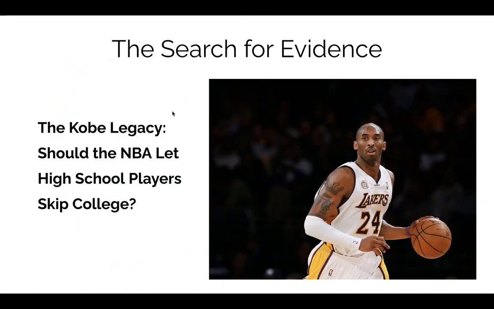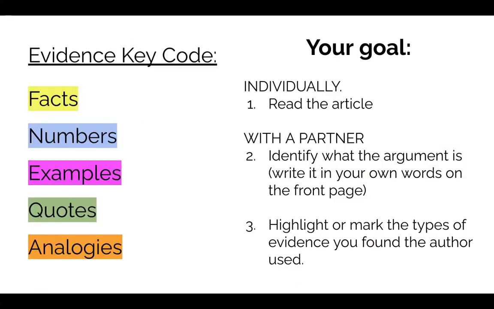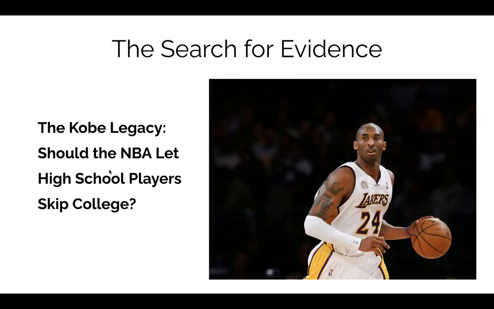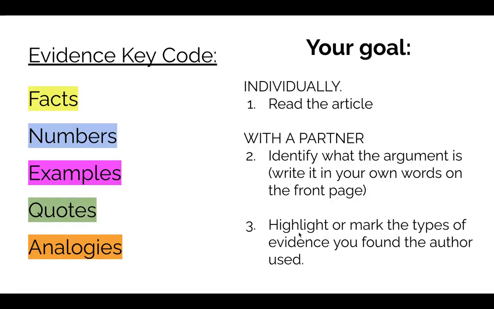So we are ending Monday and Tuesday with an activity where you are reading an article called "The Kobe Legacy: Should the NBA Let High School Players Skip College?" Your goal is to read the article individually, and then in class with a partner, if you choose to, which most people have, you are going to identify what the argument is, basically meaning you're answering the question to the title of the article. And then you're going to highlight and mark in your handout. It's going to be a paper handout I give you, the 5 types of evidence.